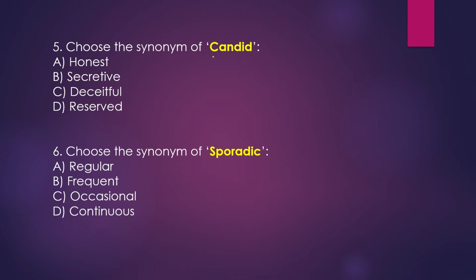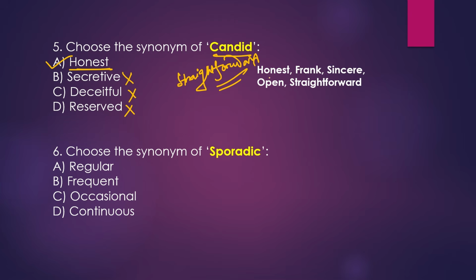Okay, next, synonym of the word candid. So the word candid generally means truthful and straightforward. Okay, so truthful and straightforward, that is called candid. Here look at the options. Option A, honest, is the correct answer. Option B, secretive. Option C, deceitful. And option D, reserved. These all are the antonyms in sense. That's why we have to eliminate these options. So look at some extra synonyms. So extra synonyms like honest, frank, sincere, open and straightforward.